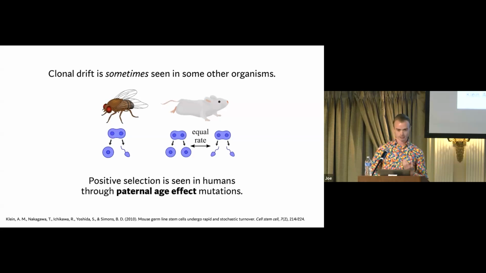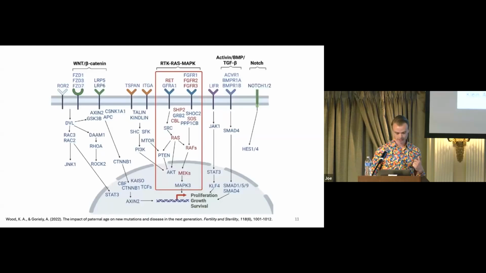And now, how about selection? Is there a precedent for selection happening in the clones of organisms? And the answer is yes. This is seen primarily in humans through what are called paternal age effect mutations, which I'll talk about on the next slide. There's this very important pathway in cell proliferation and growth and survival called the RTK-RAS-MAPK pathway. All I really want you to know from this picture is that there's a group of genes that are very important in this red box here, and the ones highlighted in red specifically are known to be important mutations as it relates to clonal expansion in humans.